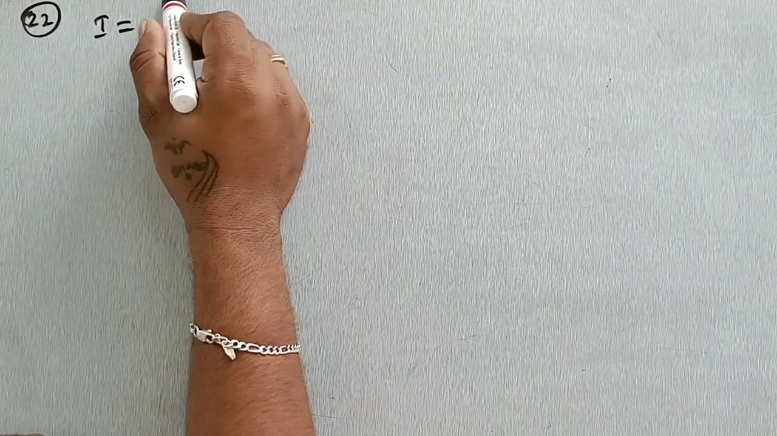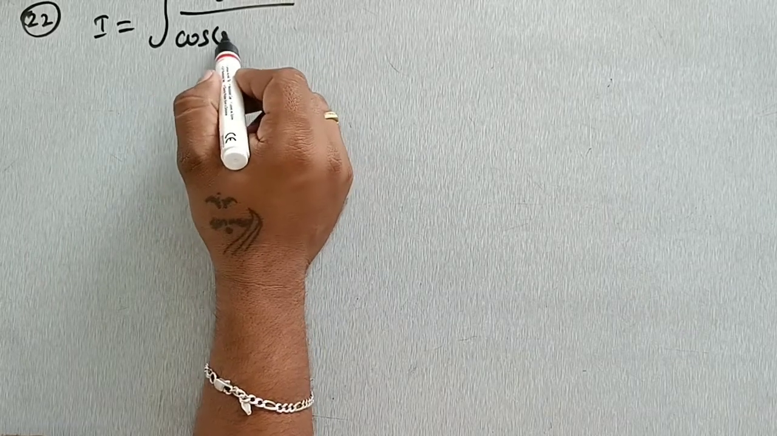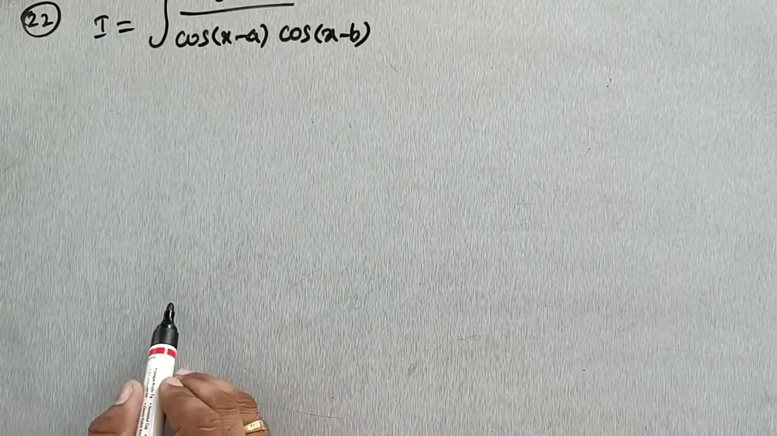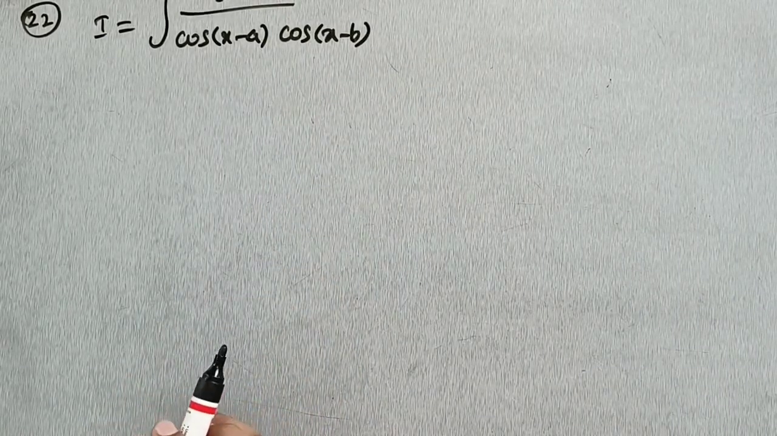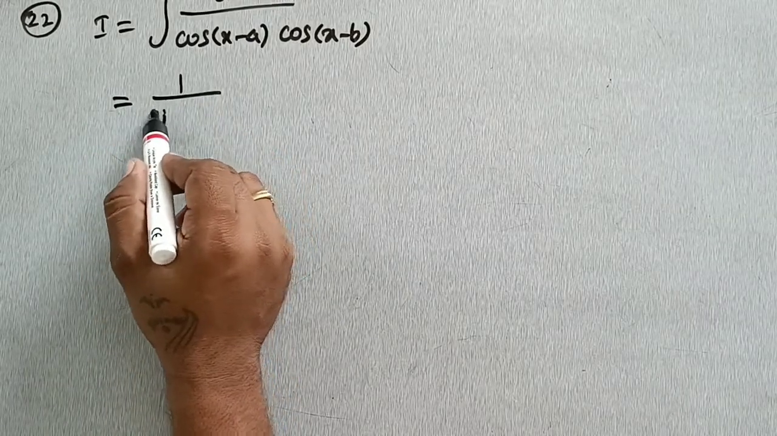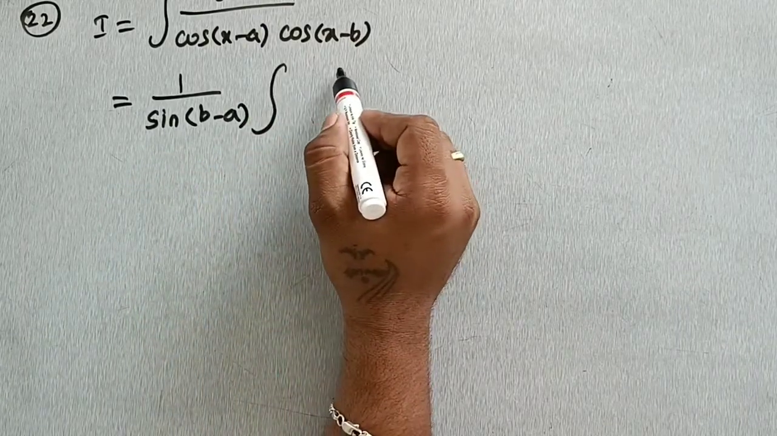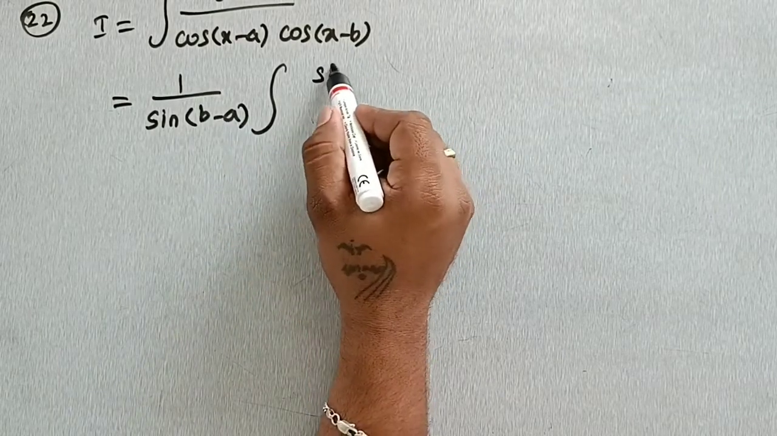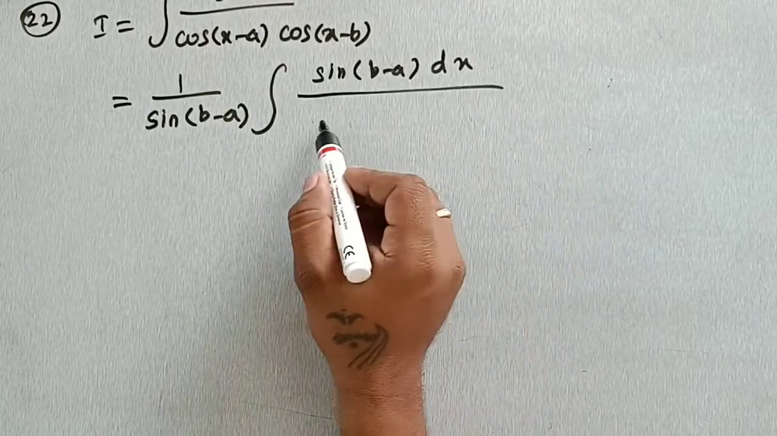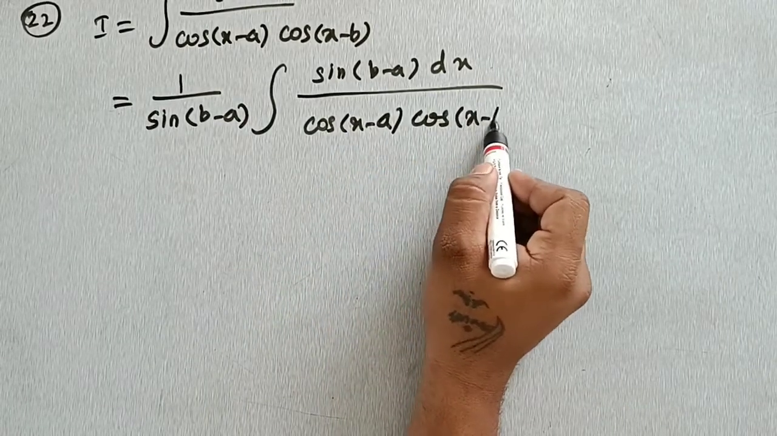So I equals the integral dx by, the denominator is given as cos of x minus a into cos of x minus b. Here I am going to use a new concept. I am going to multiply by sine of b minus a in numerator and denominator, so that sine of b minus a is a constant, multiplied outside as 1 by sine b minus a. To compensate for that, I am multiplying sine of b minus a in the numerator, divided by cos of x minus a into cos of x minus b.